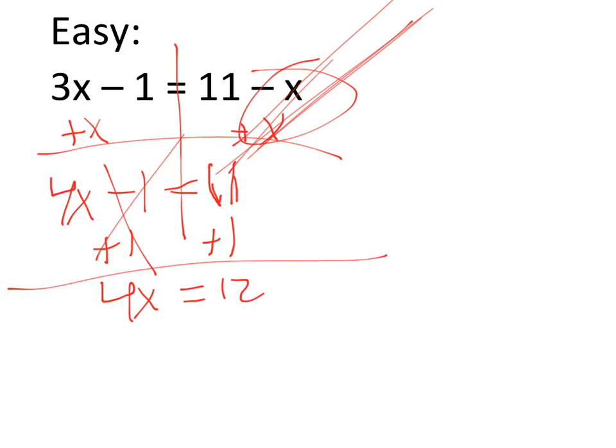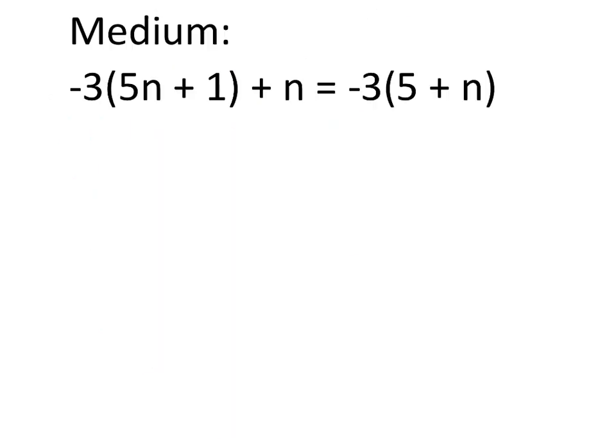And now we have one last step, and that's to get rid of what's in front of the x. You can't just let 4x be there. You have to get x all by itself. So you're going to divide both sides by 4, and that's going to give you x equals 3. Okay, 12 divided by 4 gives you 3. Ta-da, that one's done. Moving on to the next one.